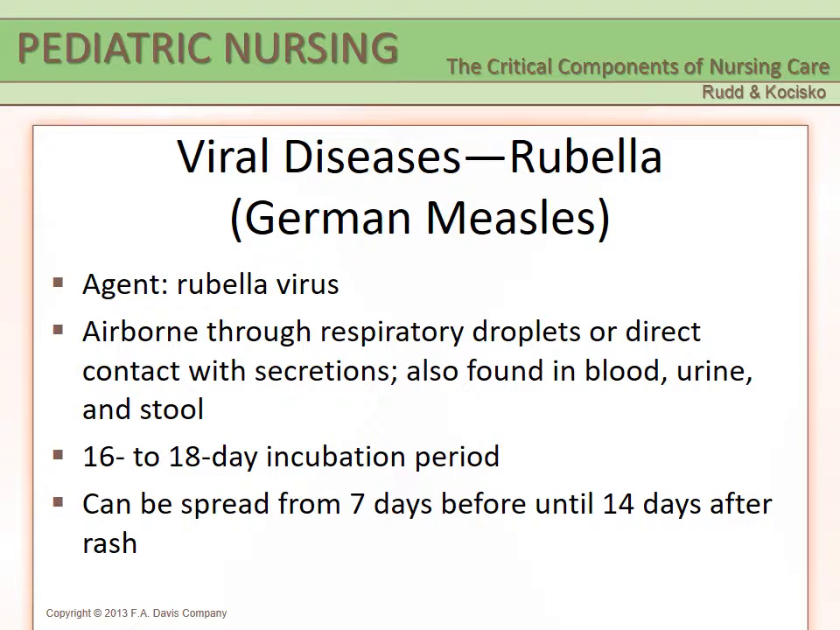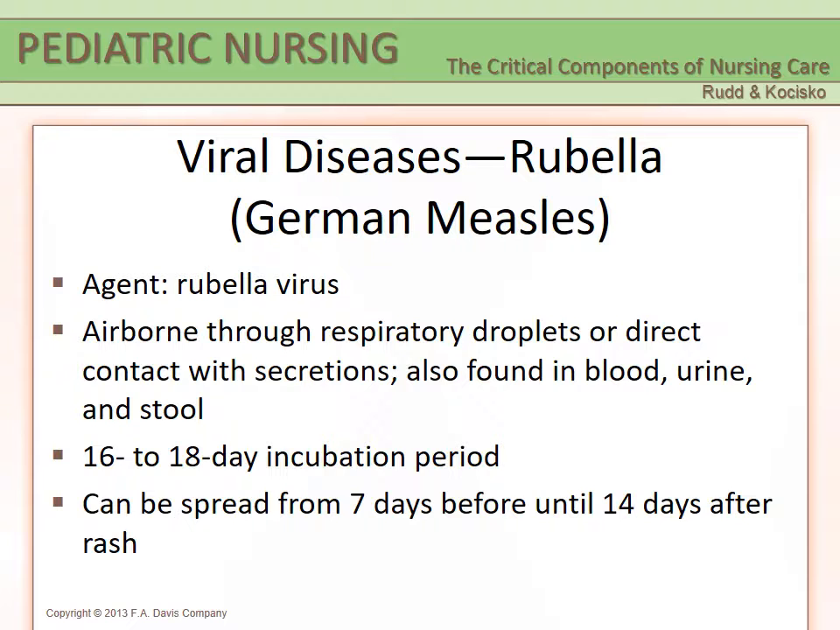Then rubella or German measles. This is caused by, of course, the rubella virus. You'll see, as far as symptoms are concerned, adolescents will have a mild fever, malaise, sore throat, and a headache before the rash occurs, but younger children won't really have many symptoms. You may just see the rash itself. It's airborne through respiratory droplets or direct contact with secretions. It can also be found in blood, urine, and stool.